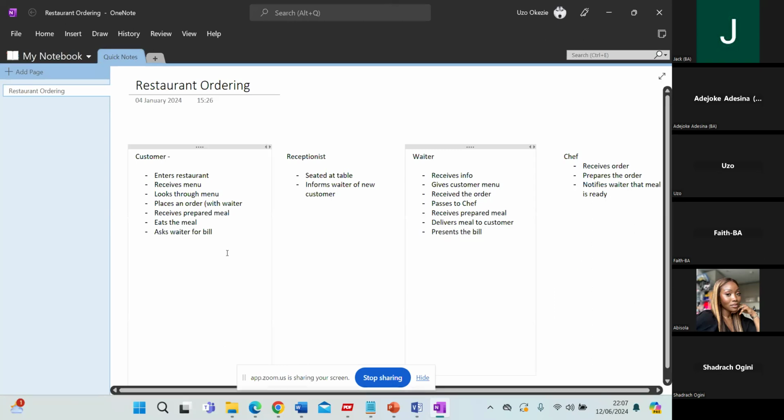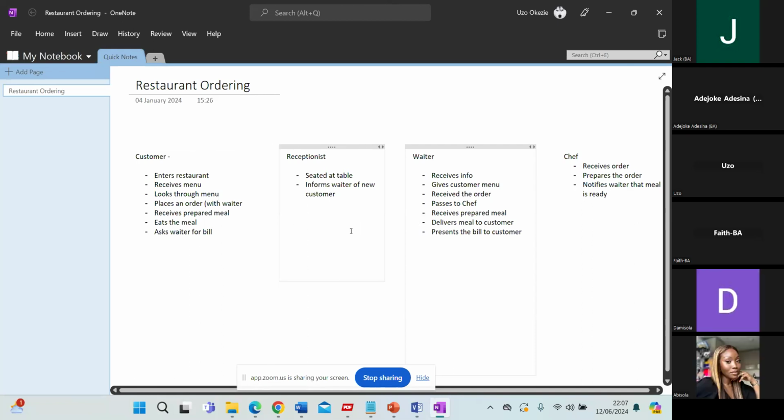And what happens then? Maybe customer makes payment. Processes the payment. Who processes it? The receptionist probably. Or to be fair, the waiter, because the receptionist is not usually in most restaurants. Okay, so who processes the bill? I think the waiter. Okay, presents bill to customer. Okay, receives the bill.